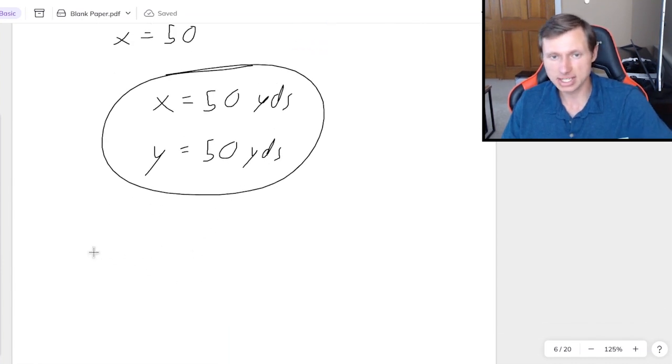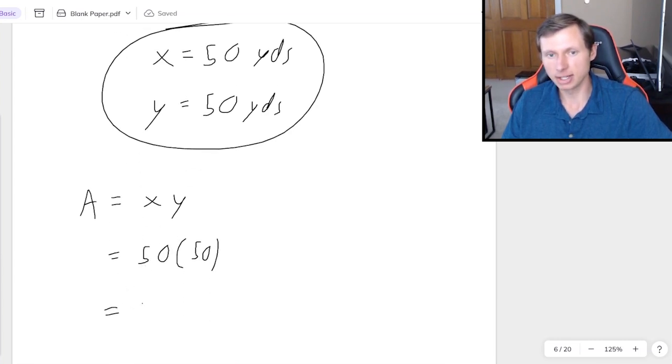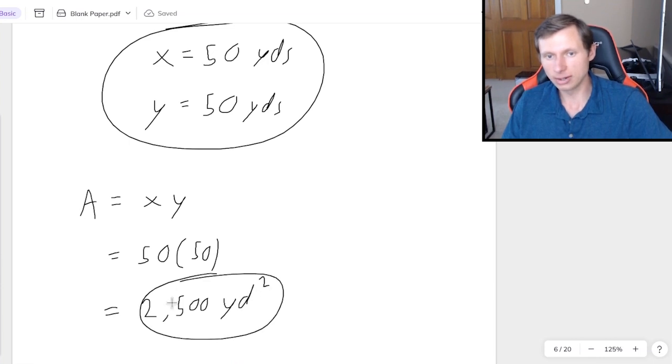In some other questions, they'll actually ask you to find the maximum area. If that were the case, I would just say area equals x times y, which is 50 times 50, giving me a final answer of 2,500 yards squared, which is not what the question asked for, but in other problems it could. So there we go.